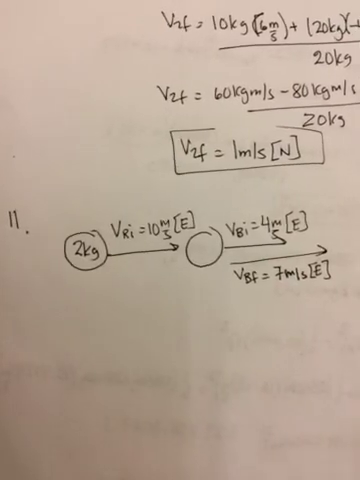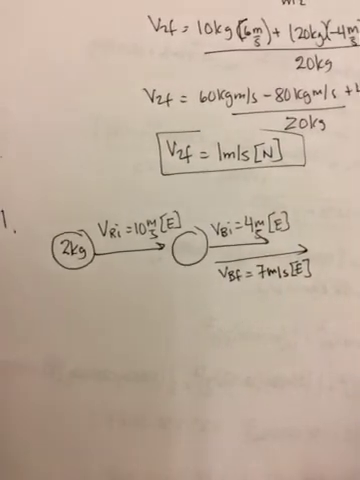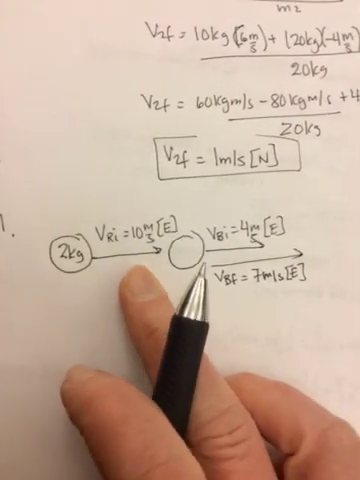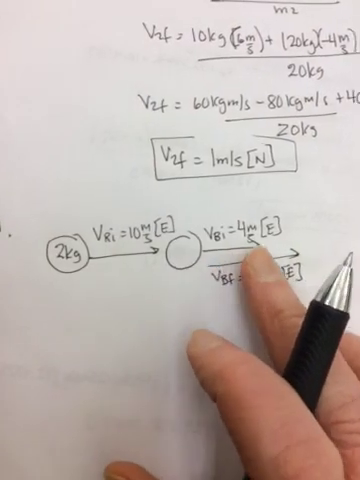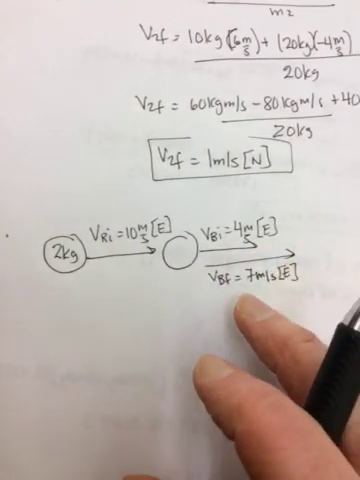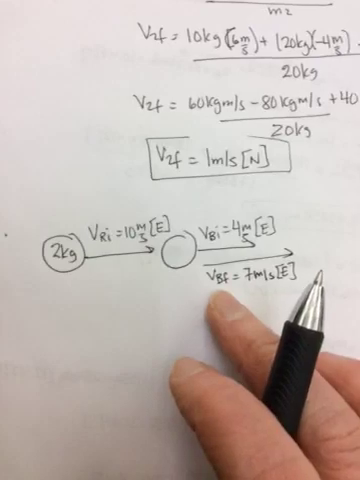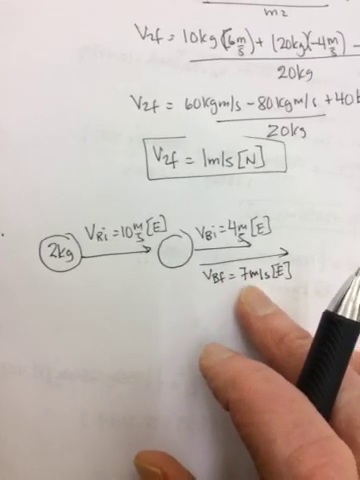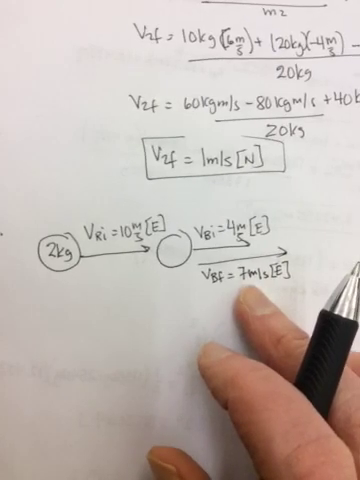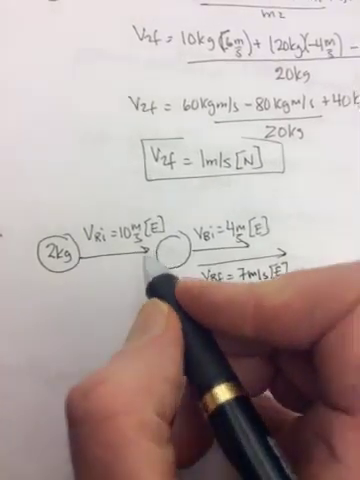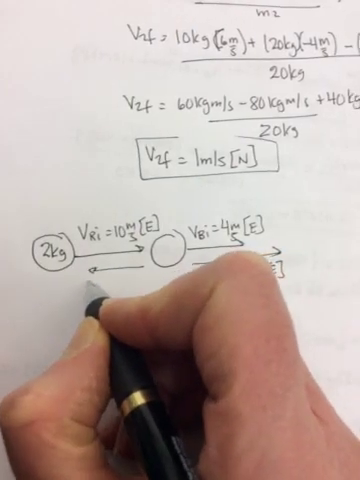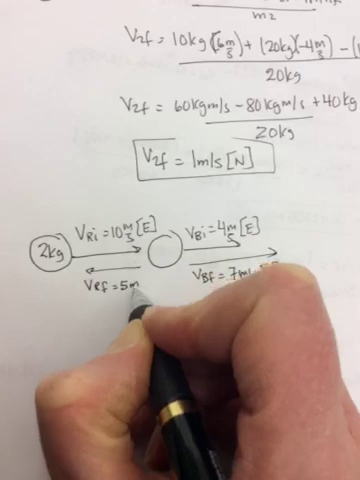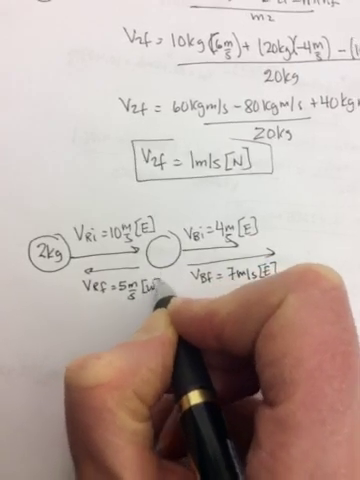Okay, so number 11 on your momentum and conservation of momentum sheet. It's a red ball initially going east at 10 meters per second, a blue ball also going east at 4 meters per second. They collide. The blue ball continues in the same direction, 7 meters per second east, and the red one reverses direction and travels 5 meters per second. So velocity of the red final is 5 meters per second, and this is going to be west.